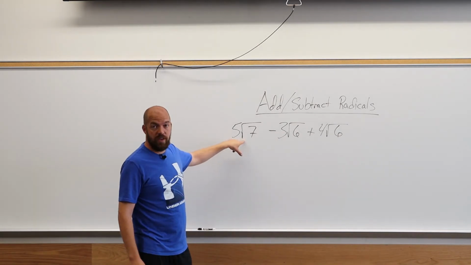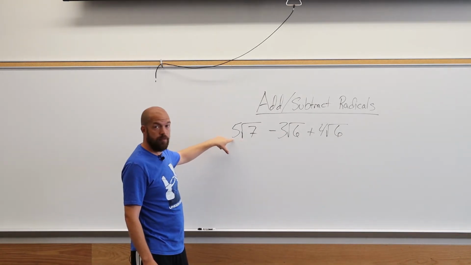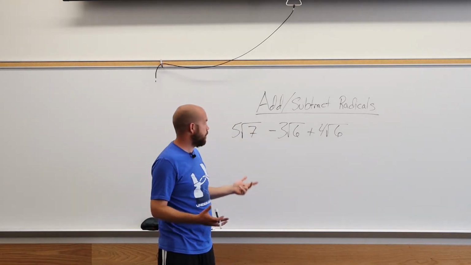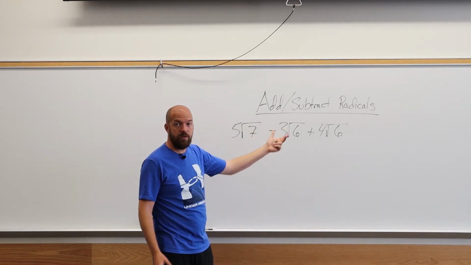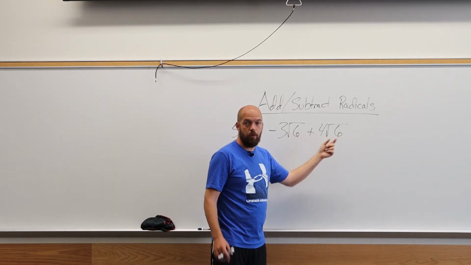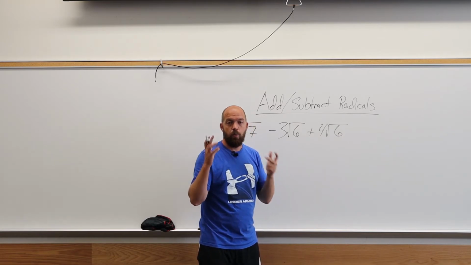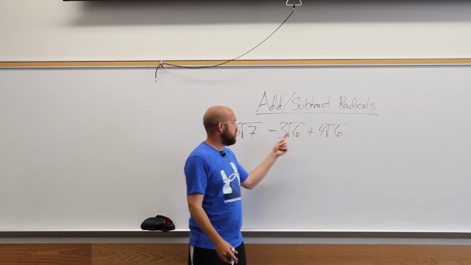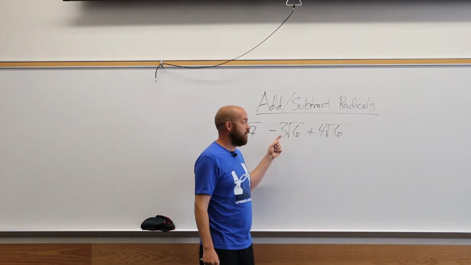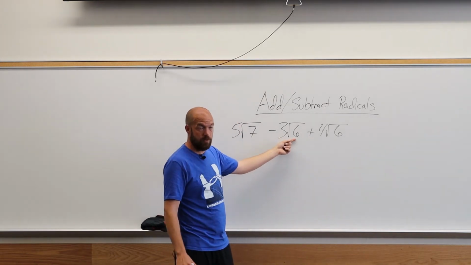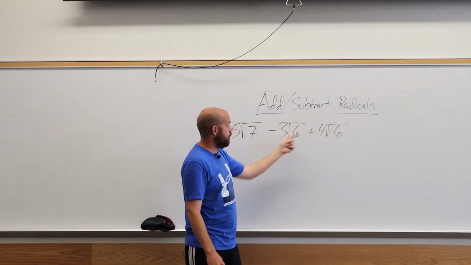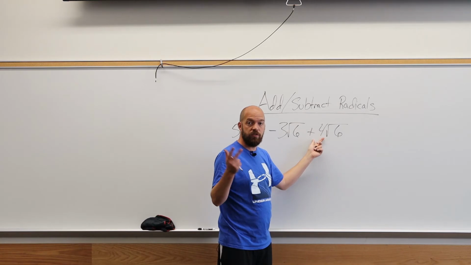How many square roots of 7 do I have? Well, there's 5 of them. Minus, do I have any more square roots of 7? No, I don't have any more square roots of 7. What I do have like terms of, though, are the square roots of 6. So I'm only looking inside the radical to see what the like terms are. And then the numbers in front that are being multiplied are simply telling me how many of them I have. I've got -3 of these things, the square roots of 6, plus 4 of them of the same exact thing. So -3 plus 4 is 1 square root of 6.